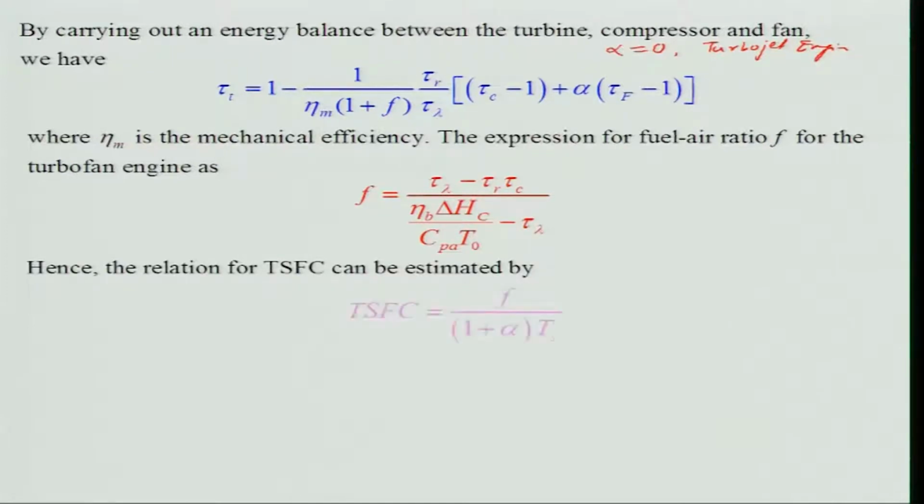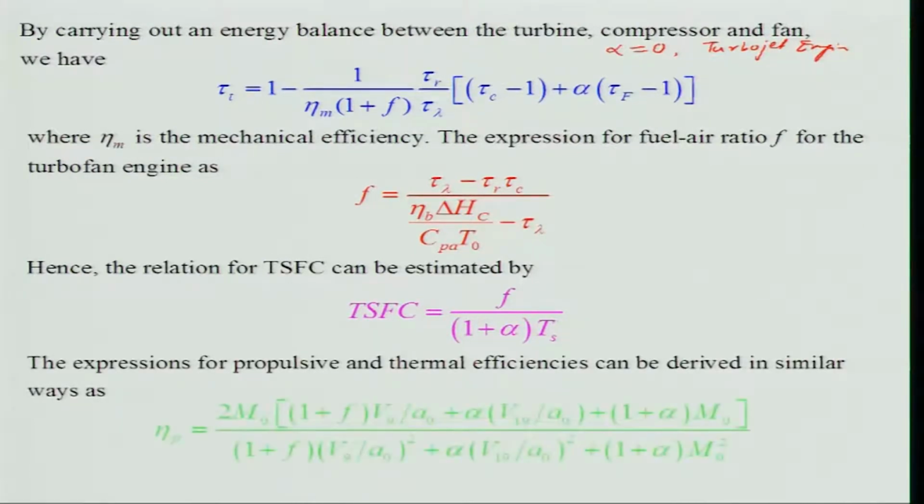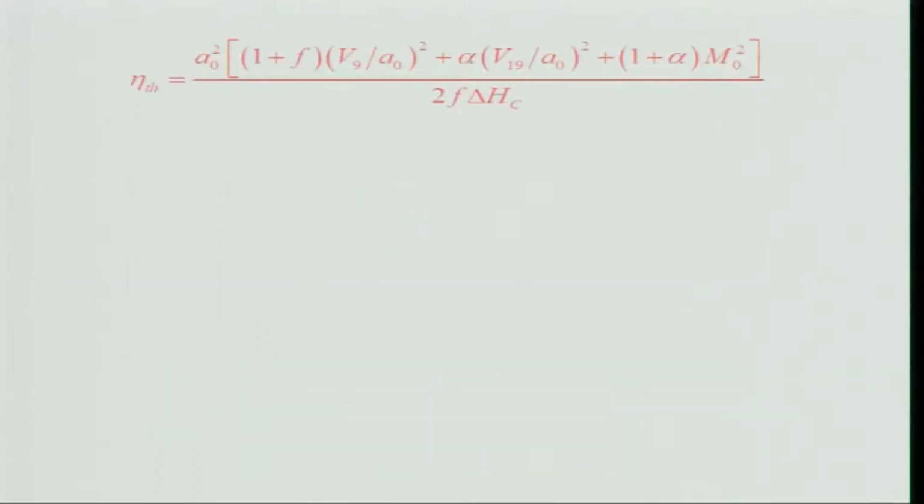Hence the relationship for TSFC can be estimated in a similar way, F by (1 plus alpha) Ts. There is no difference at all between this expression and the ideal cycle analysis. For F there is a difference, but only eta_b. The expressions for propulsive and thermal efficiency will be similar in nature to the ideal cycle, because we are using the same expression. Overall efficiency is the multiplication of the propulsive efficiency and thermal efficiency.